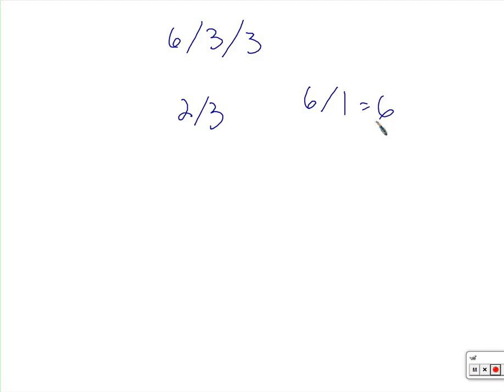If we choose to follow the standard order of operations that we'll reinforce in this class, we would divide from left to right. We do 6 divided by 3 first, we get 2, and so this would result in 2 thirds. What if the person wanted you to get 6? Then what should they have done? Direct you to do that first.